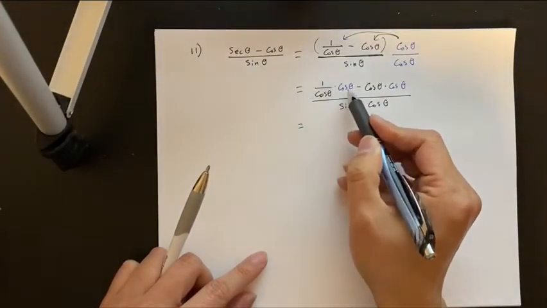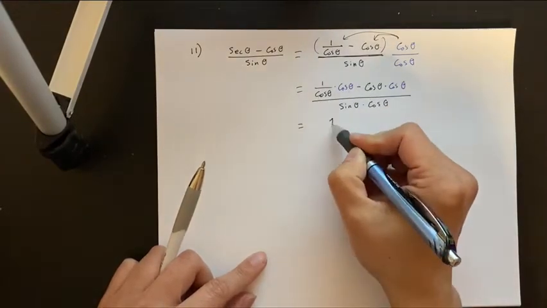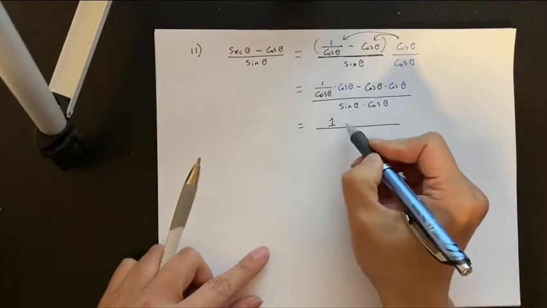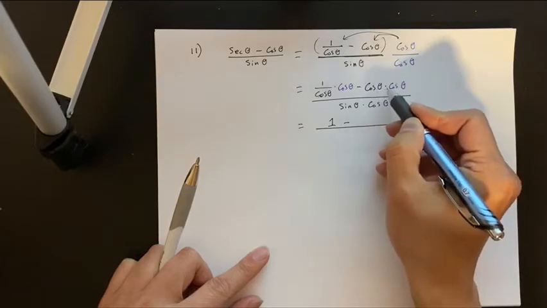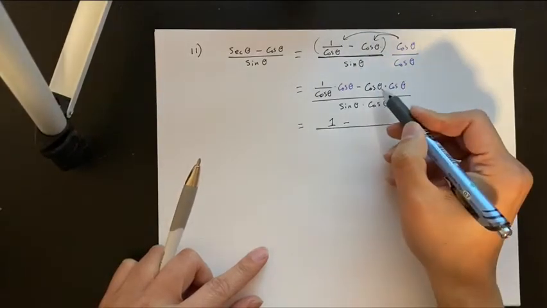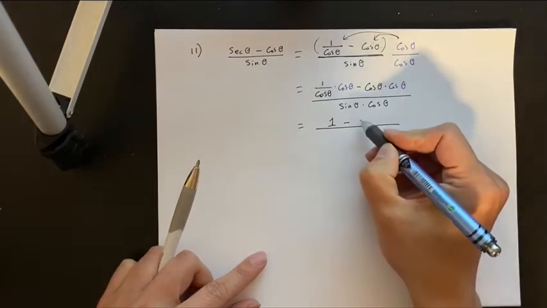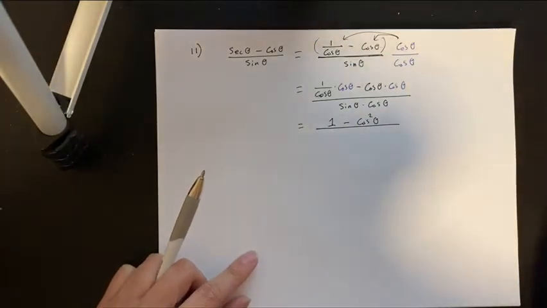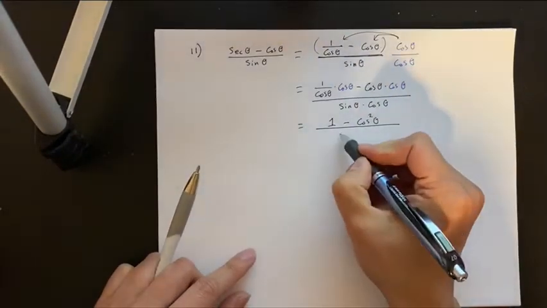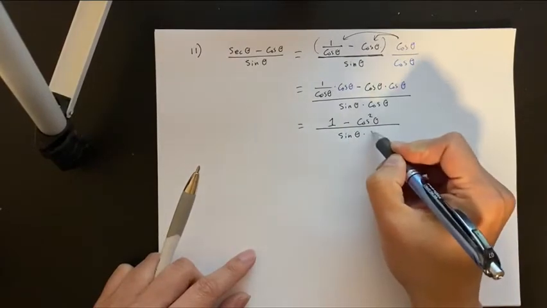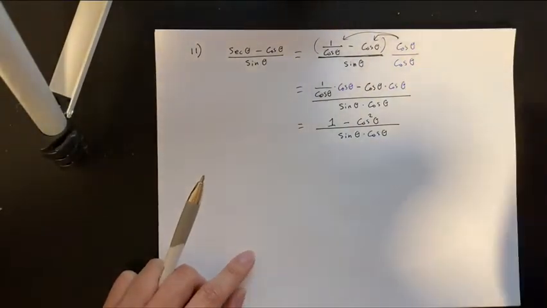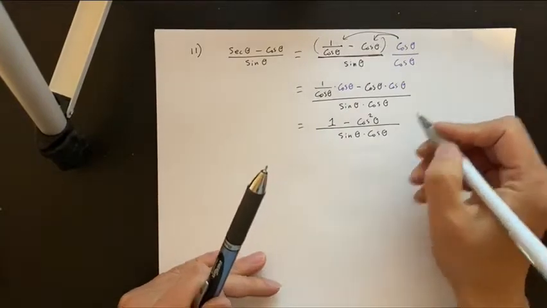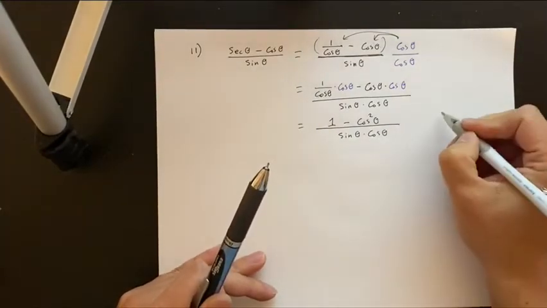1 over cosine times cosine, well, that will cancel, and you get just a 1. Cosine times cosine, so here's subtraction. Cosine times cosine is cosine square, so cosine theta square, but we'll put the square on top of that cosine. So it's 1 minus cosine square theta. And the bottom is sine theta times cosine theta. And we've seen this before. So you'll see that once you see something before, you can just reuse it again.